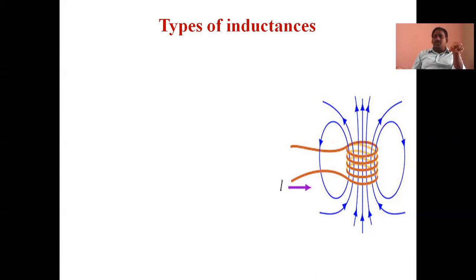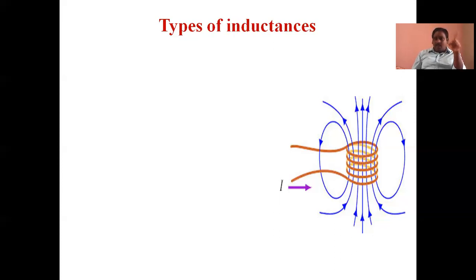Those are produced due to the coil 1 current. That's why the flux linkages produced in coil 2 due to coil 1 are called external flux linkages with respect to coil 2. That means these external flux linkages for unit coil current is called mutual inductance.